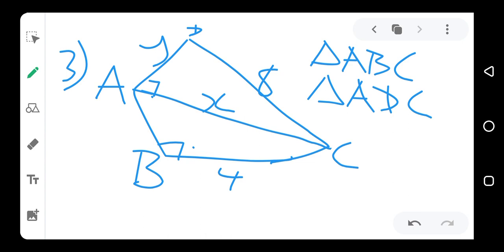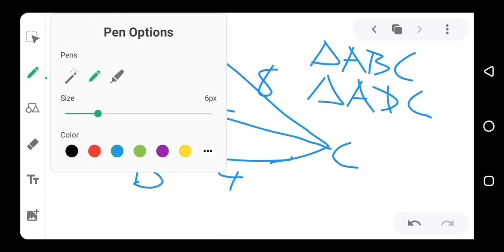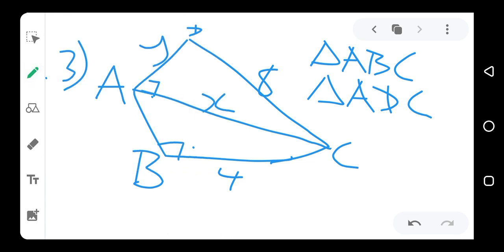Now for triangle ABC, the side that is facing the perpendicular side is this side, which is line AC. So line AC is the hypotenuse. While for triangle ADC, the side that is facing the right angle is line DC. So AC or x is a hypotenuse, while DC or 8 is another hypotenuse.